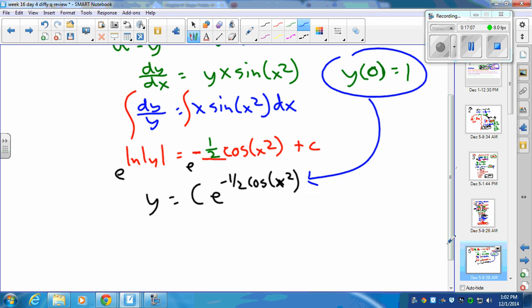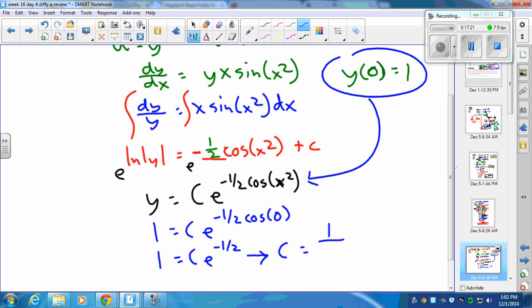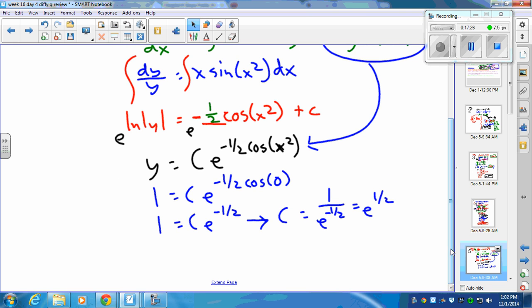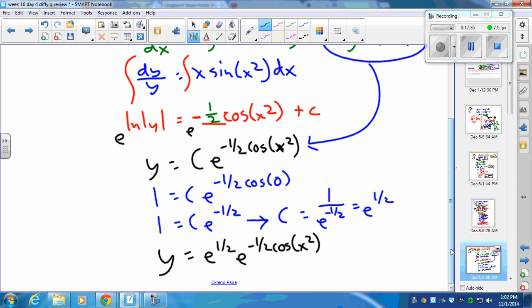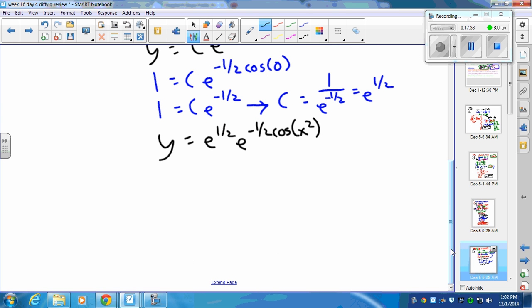So y of 0 is 1. So 1 equals c e to the negative 1/2 cosine of 0. 1 equals c e to the negative half. So c equals 1 over e to the negative half, which is e to the half. And then you could say y equals e to the half times e to the negative half cosine of x squared. Now notice those are both e to those. Since they're both e to those, you could say y equals e to the 1/2 minus 1/2 cosine of x squared.